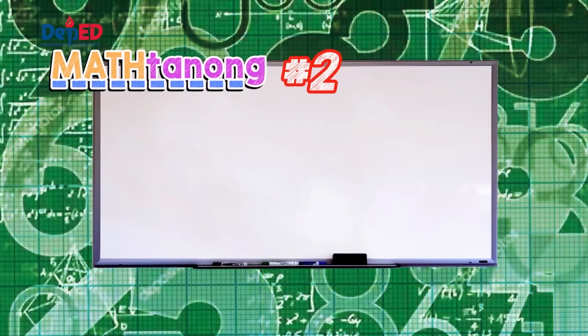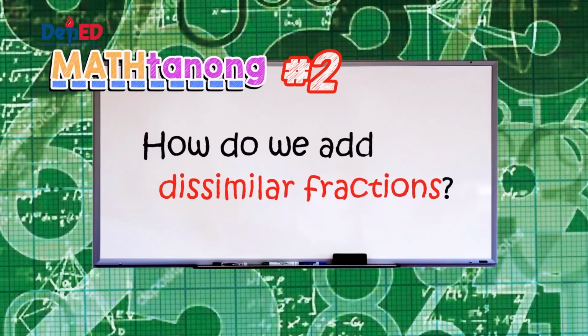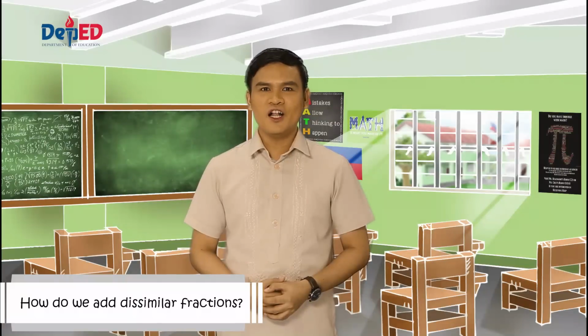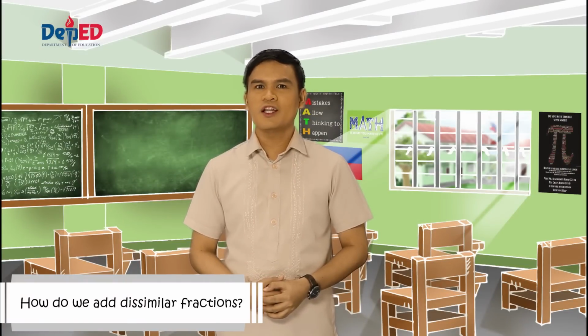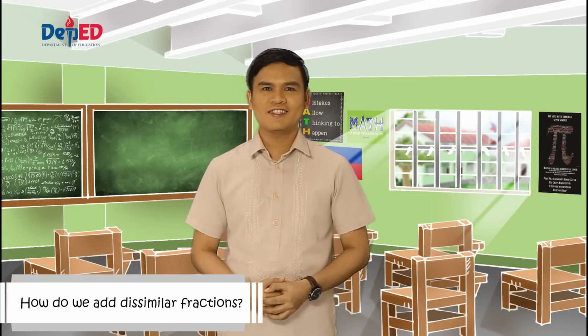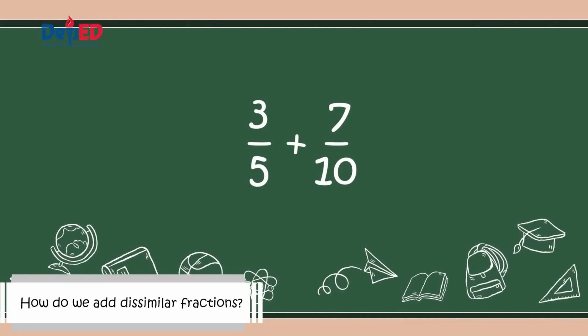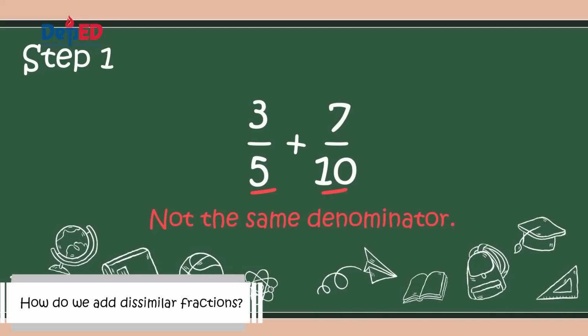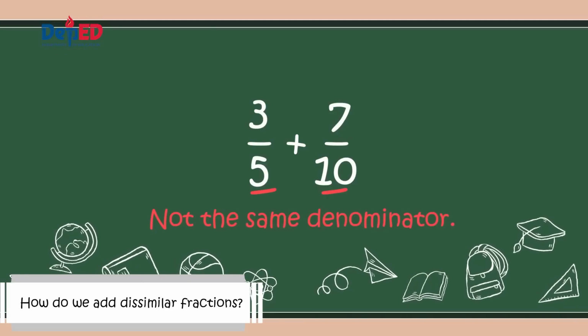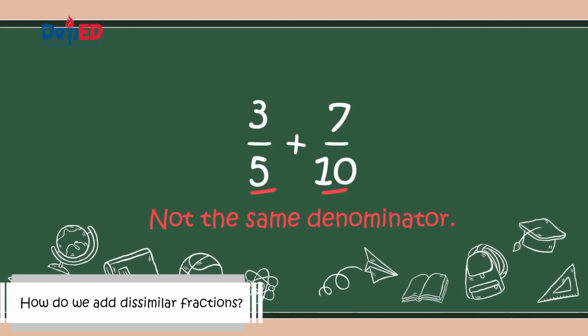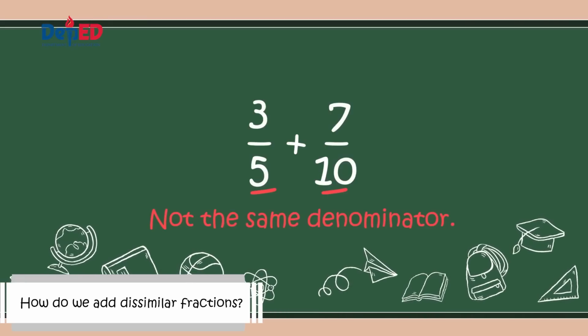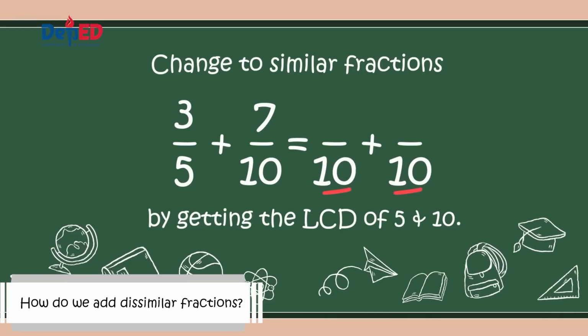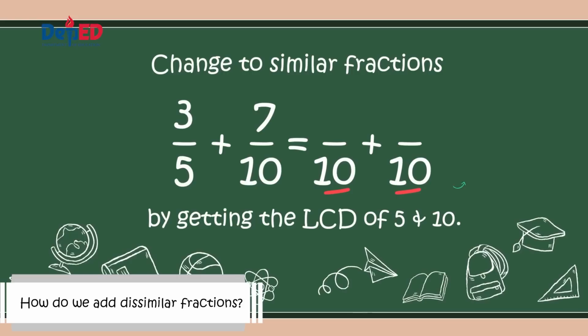Matanong number 2. How do we add dissimilar fractions? Let us follow again the step-by-step in adding dissimilar fractions. For example, 3/5 plus 7/10. Step 1. Again, since the denominators of the fractions are not the same, we need to change them into similar fractions for we cannot add directly. Change fractions to similar fractions through getting the least common denominator or LCD of 5 and 10. Again, by using any method, the LCD of 5 and 10 is 10.